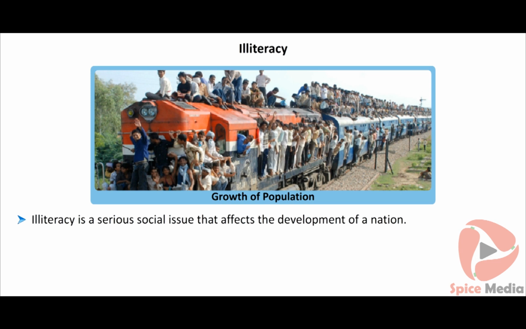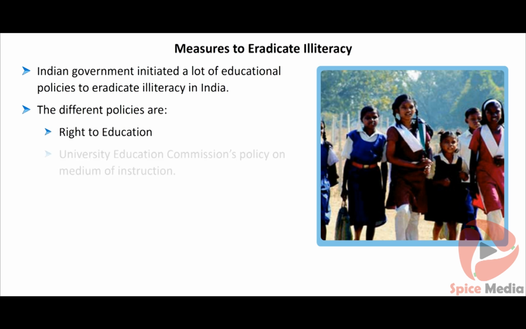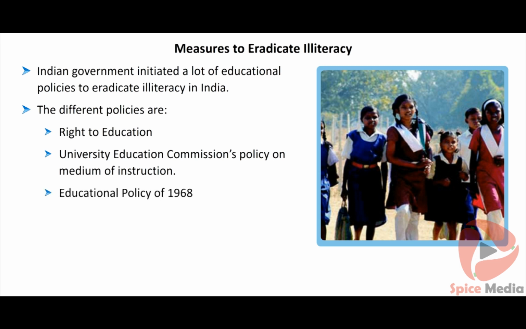Illiteracy is a serious social issue that affects the development of a nation. The Indian government initiated a lot of educational policies to eradicate illiteracy in India. The different policies are: Right to education is one of the fundamental rights assured by the Constitution of India. The University Education Commission in 1948 laid emphasis on one's mother tongue as a medium of learning. The educational policy of 1968 brought out the uniform pattern of education, 10 plus 2 plus 3 years of education throughout the country. The National Education Policy of 1986 introduced compulsory primary education.